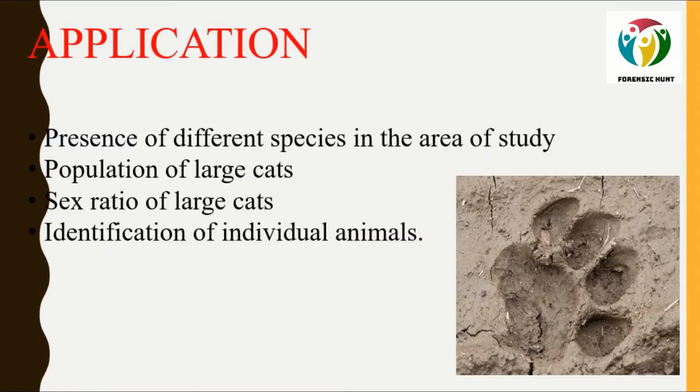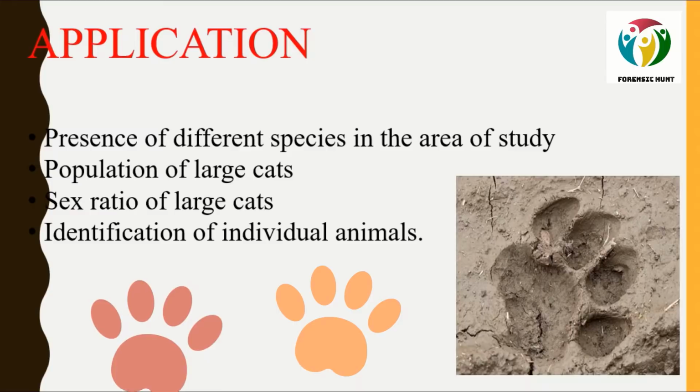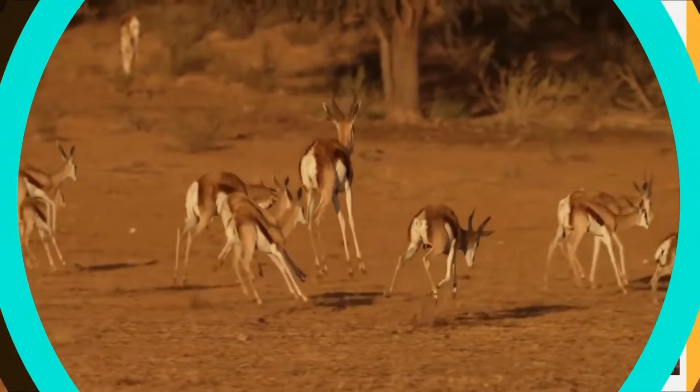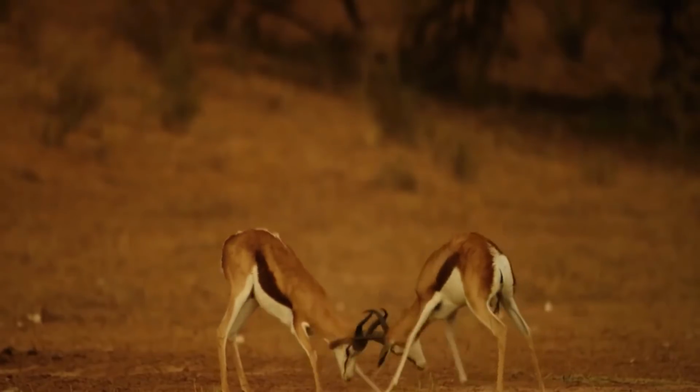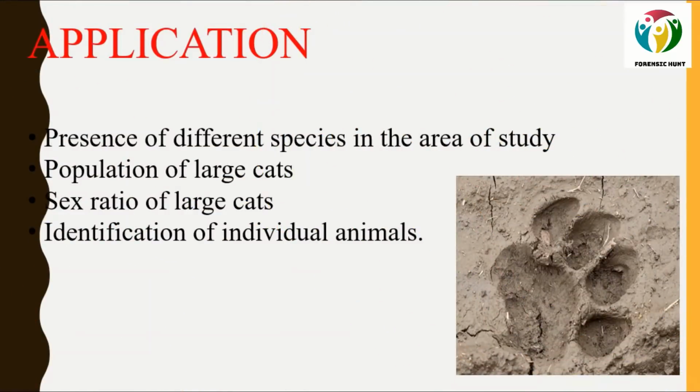So if you go with the application, if pug marks are analyzed skillfully and honestly, they can provide reliable data of presence of different species in the area of study, population of large cats, sex ratio of large cats, and identification of individual animals. So you can say that a tracker or an investigating officer reads the pug marks to gather information about species, sex, age, and size of the animal, as also the direction and speed of the movement.